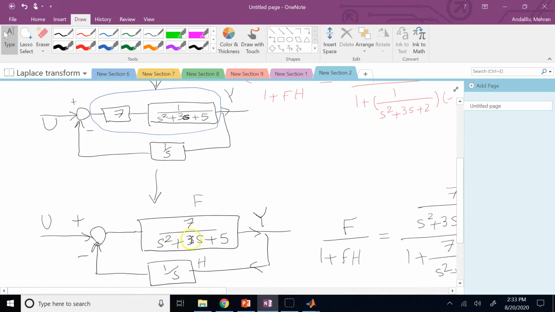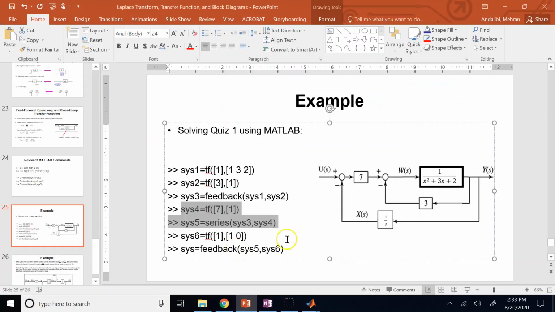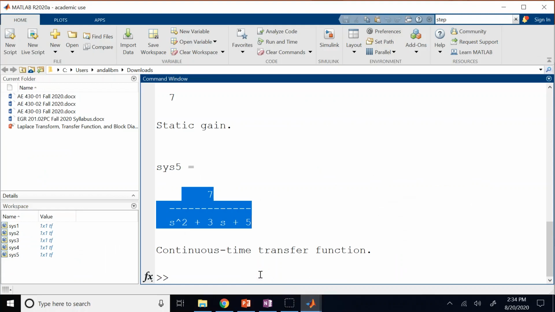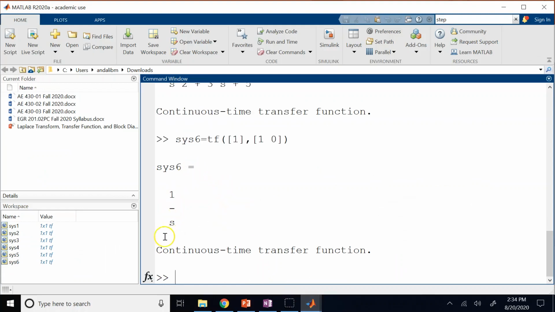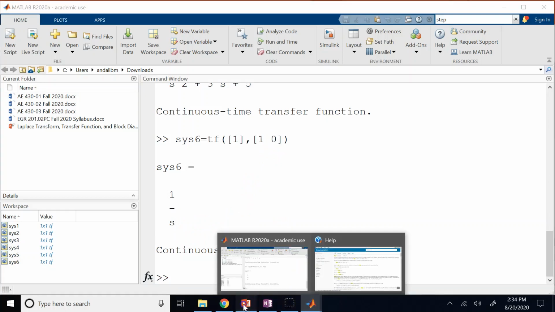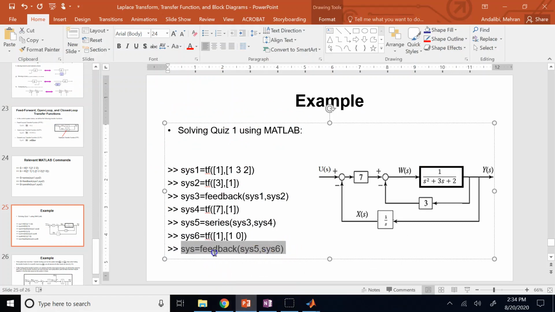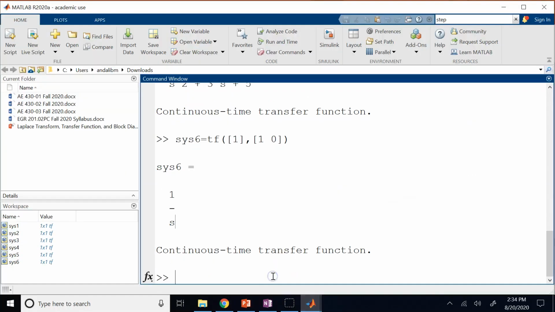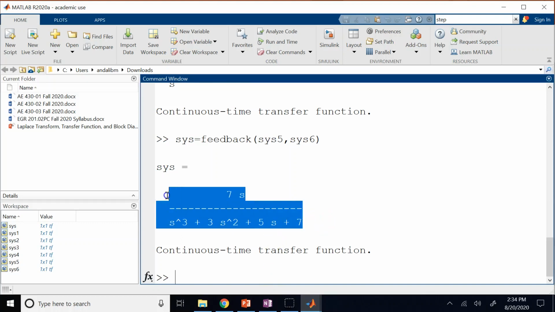Which we had over here. And now that one and this system of 1 over s are in a feedback. How do you define 1 over s? So 1 over s, in the numerator you only have 1. In the denominator is 1 times s plus 0 constant. So you have to say 1 and 0. So system 6 is just going to be the integrator. You see? 1s plus 0 constant. And then you say the final answer is what? It is going to be feedback between 5 and 6. And that is what I found at the end.